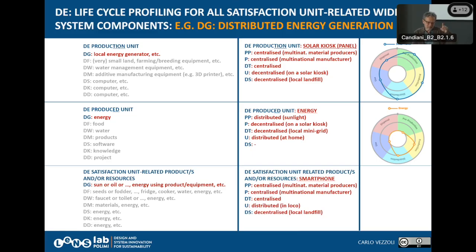If we have to think in relation to the satisfaction unit, and into the satisfaction unit there is a need of a smartphone, even the smartphone has to be considered. And again, we have to consider pre-production, production, distribution, use, and disposal. So we may have a graph in which the material are produced by a big manufacturer, so it's centralized. That means even the production and the distribution.